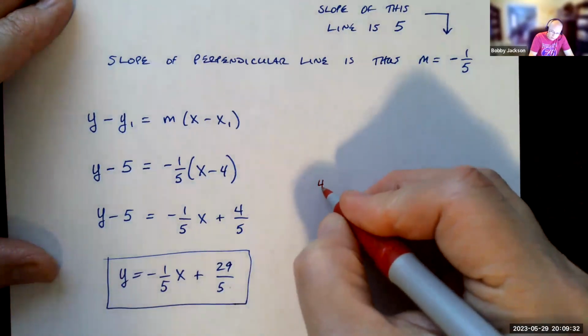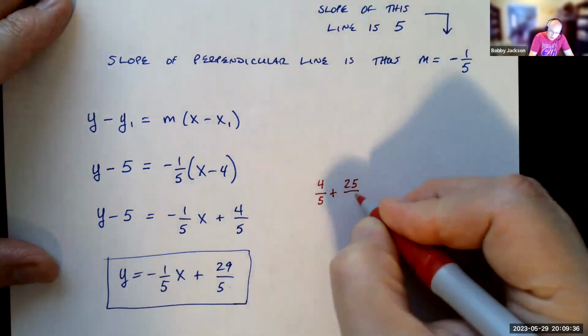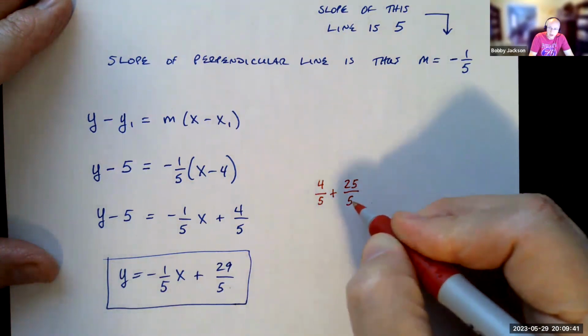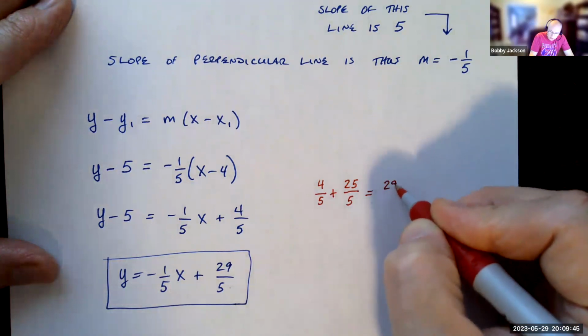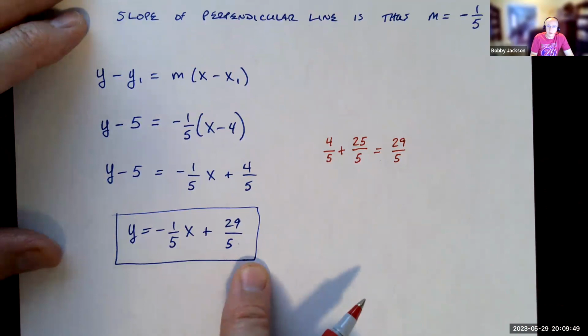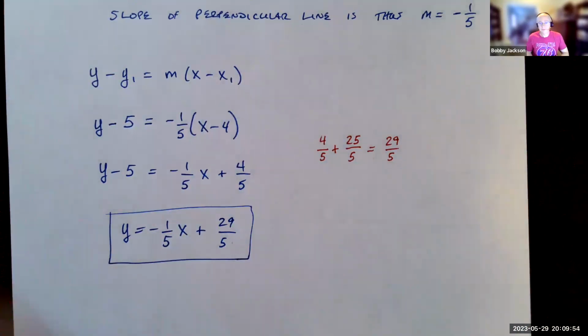So what is 4/5 plus 5? That's 4/5 plus 25/5. And again, I want to write it over 5 so I have a common denominator, right? 25/5 is 5. This gives me a total of 29/5. And that is the equation of my line in slope-intercept form. That's typically the way we want it.